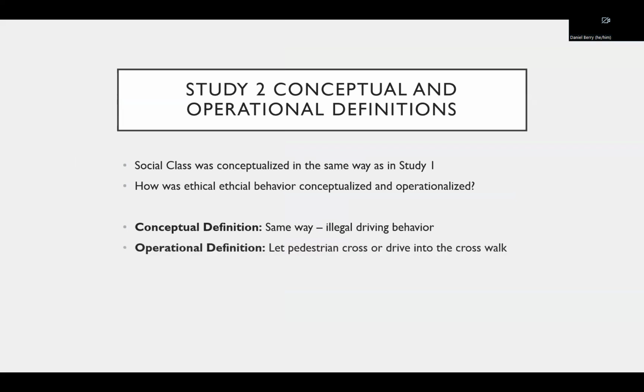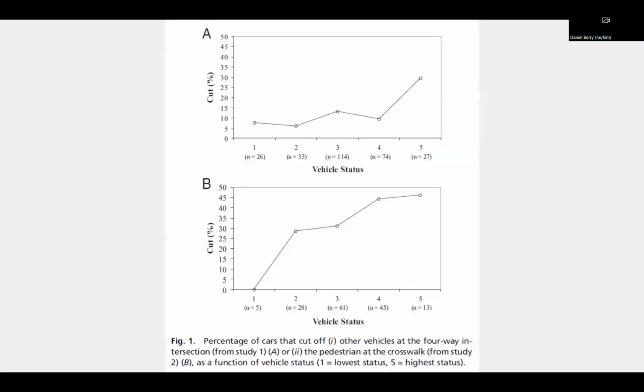And it was operationalized as either doing it or not. Okay, so do they let the pedestrian cross or do they not let them cross? And some really interesting results played out in this study. You can see on the x-axis, it has the codes of the cars. And then on the y-axis, it has the percent of people who cut off either the other cars in study one, that's up here in panel A, or in panel B, that's the people who cut off the pedestrians.